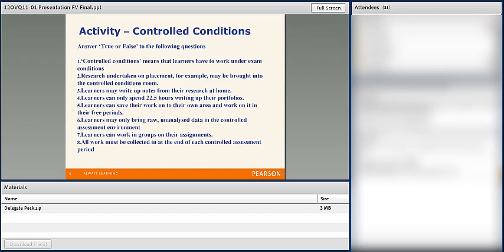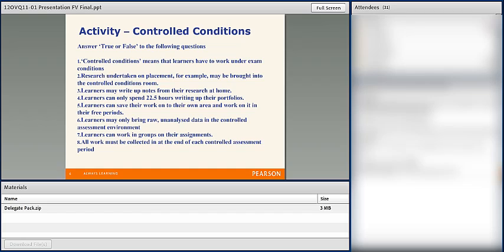Question 5, I think you all answered false for that, which is absolutely correct. Learners can save their work onto their own area and work on it in their free periods. No, they cannot. All work must be collected in at the end of the controlled session, and you must keep it safe, and they can only have their assignments back when they go into the controlled environment again.